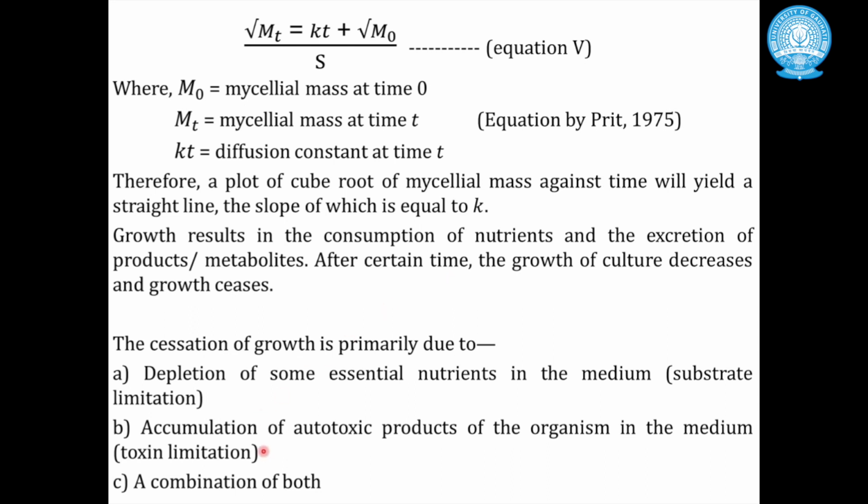B is accumulation of autotoxic products of the organism in the medium. So if there is overproduction of toxic metabolites in the medium, the microorganism will not grow. And a combination of both can also cease the growth of fungi under such conditions.